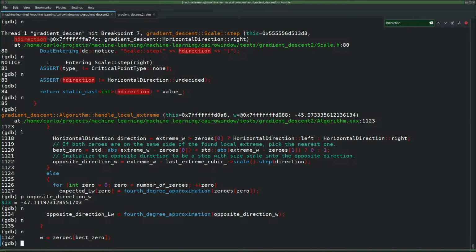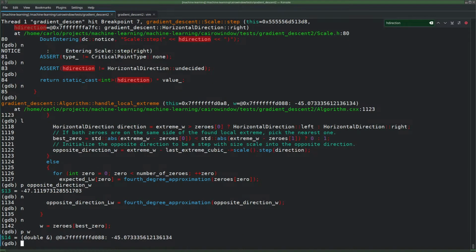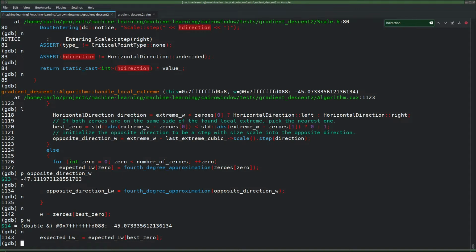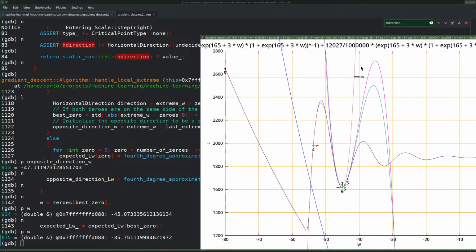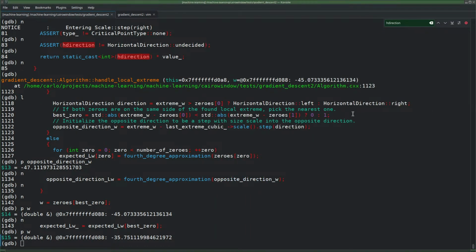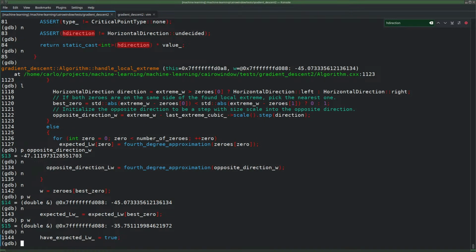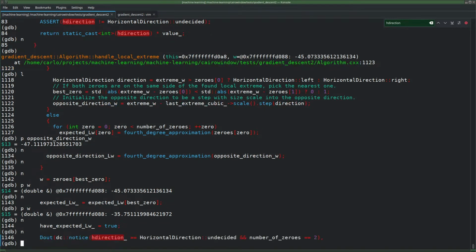Now W is set to that 0. The W is now minus 45. We're still in that global minimum. And then we do this. And now it's minus 35. So it did indeed jump there. Here. Also set an expected value there, which was stored in an array.